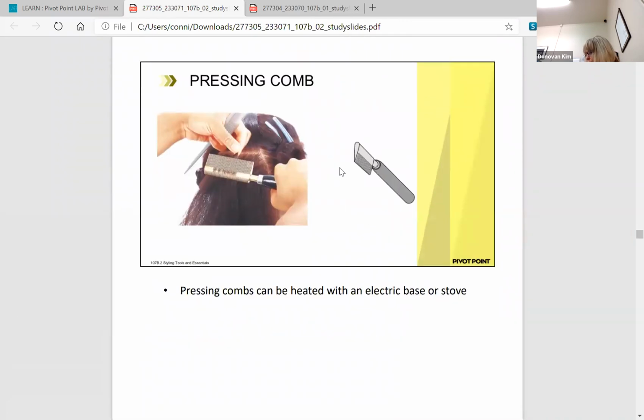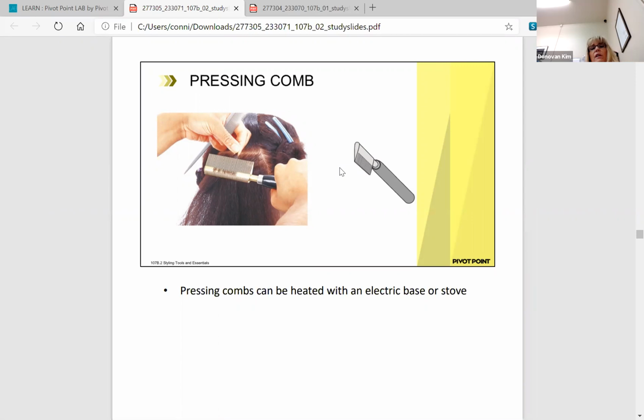Pressing combs are used to temporarily straighten tightly curled hair. This is heated with an electric stove or a base. It has a whole separate unit, and we will be doing these next week. It has an on-off switch. There's a lot of different types of ovens, but the main thing with this is that it's brass. It's a solid brass, so it's not like super light.